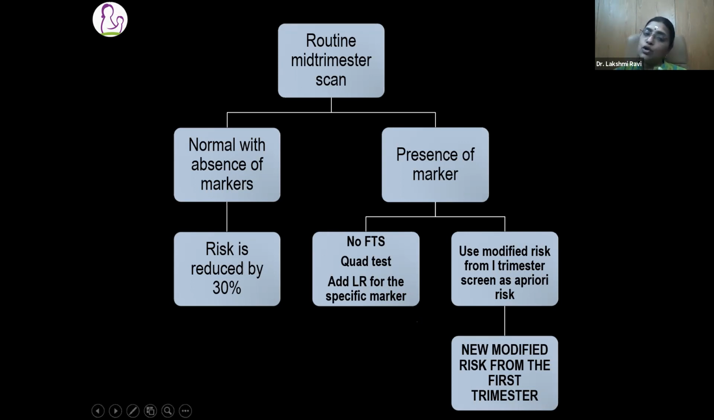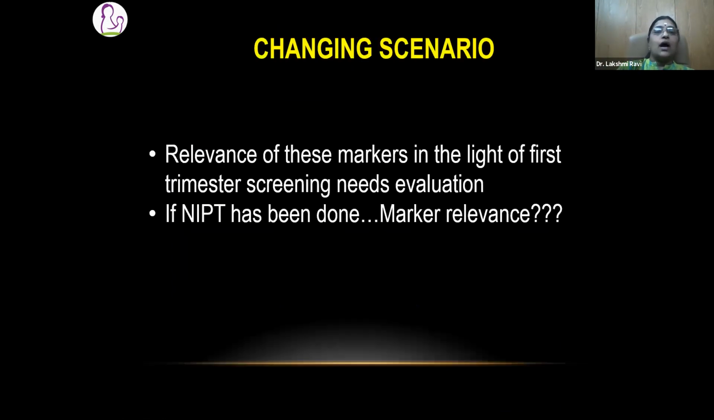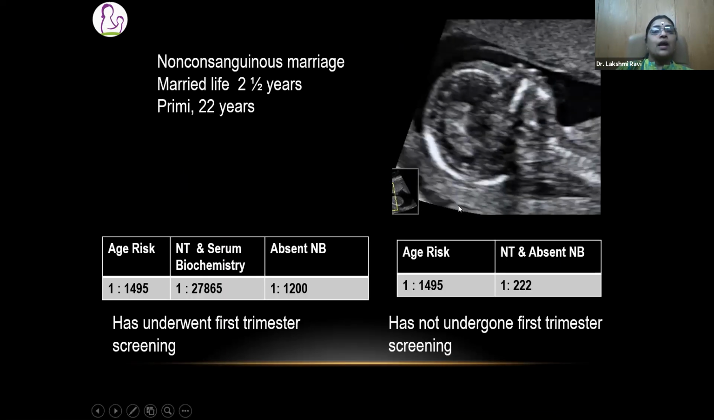If there is no first trimester screening, then you can modify it directly based on her age-based risk, or you can modify it based on her quadruple test results. So this is how you handle it if you see a marker in the mid-trimester. The next point is that the relevance of these markers in the light of first trimester screening needs evaluation. For example, if this woman had undergone an NIPT for some reason, and then she has a marker in the mid-trimester, is it going to be important? I'll give you the answer for that also.